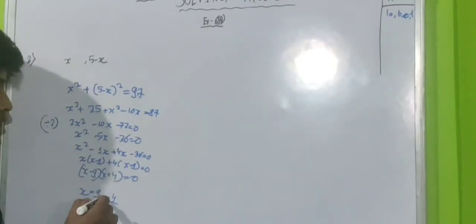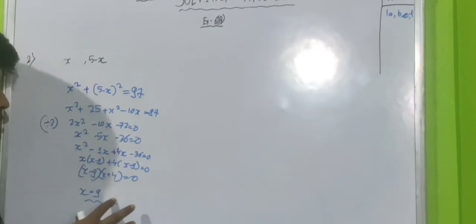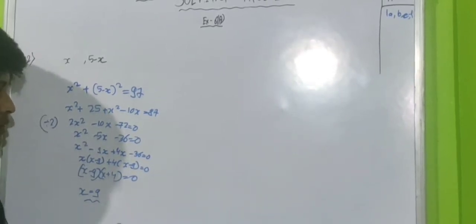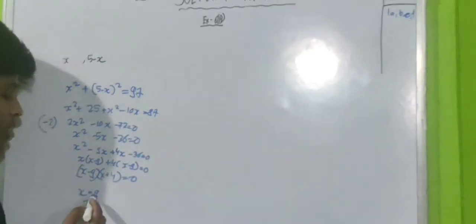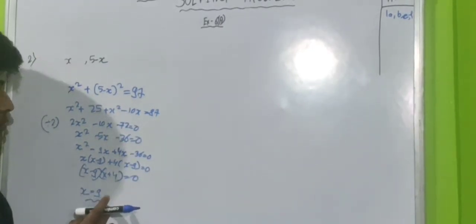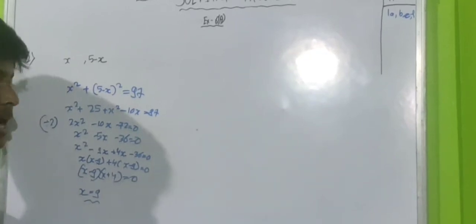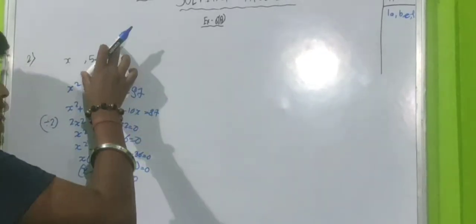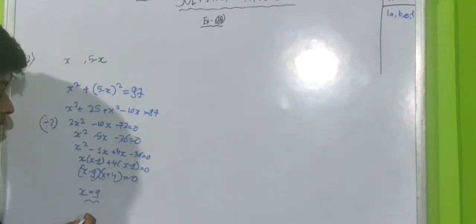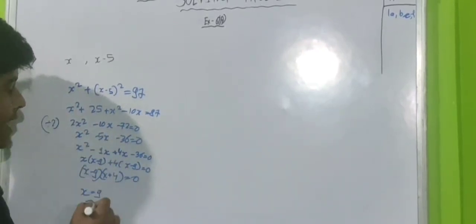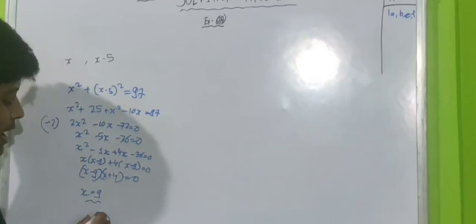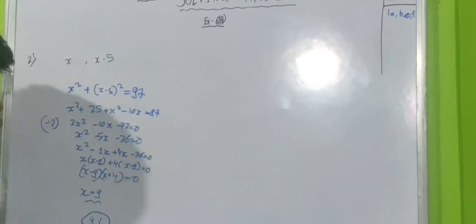But here you have to take the positive only. Since it is a number question, you have to take the positive, because the value is not independent. So positive, you have 9, and 9 minus 5 is 4. So your answers are 9 and 4 as the final answers.